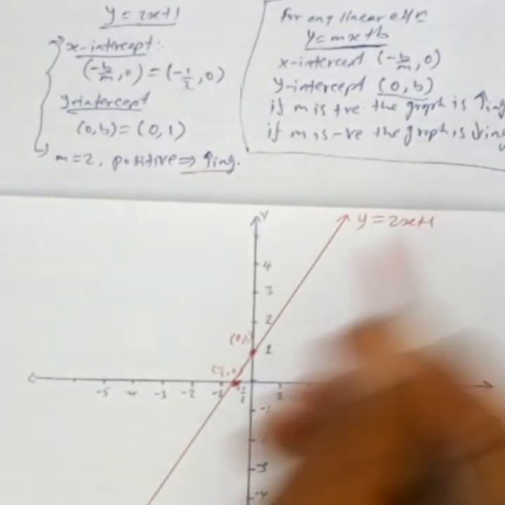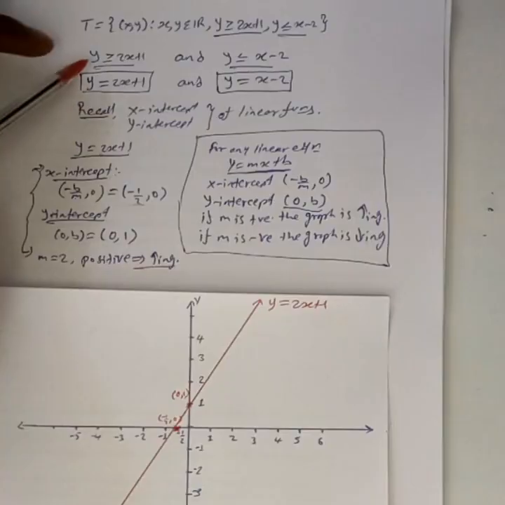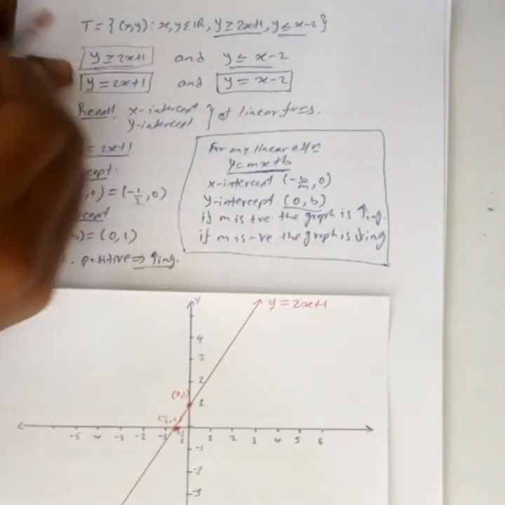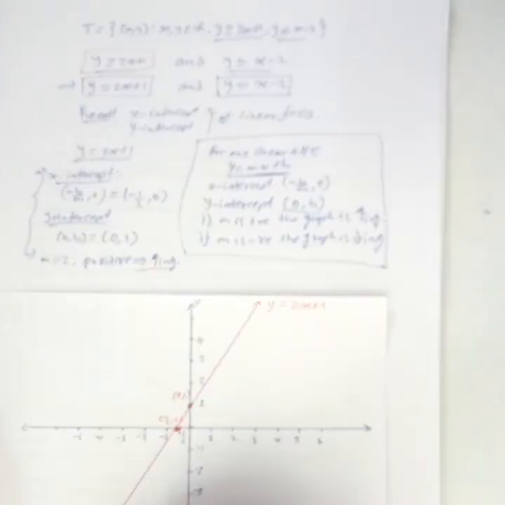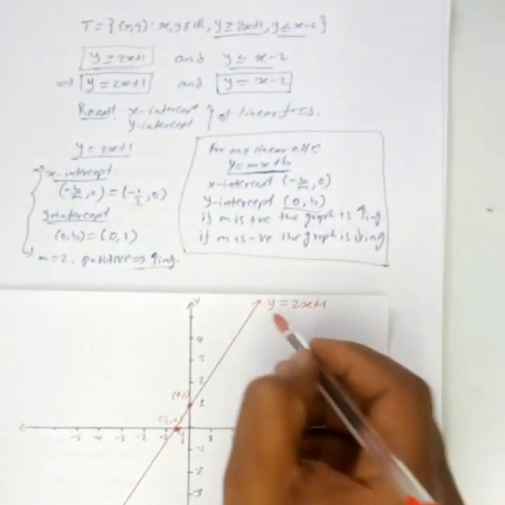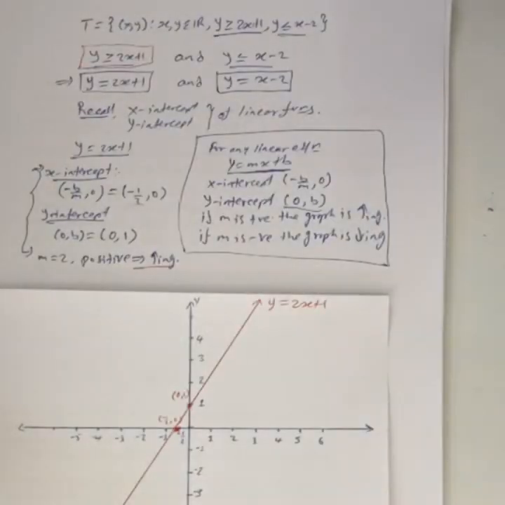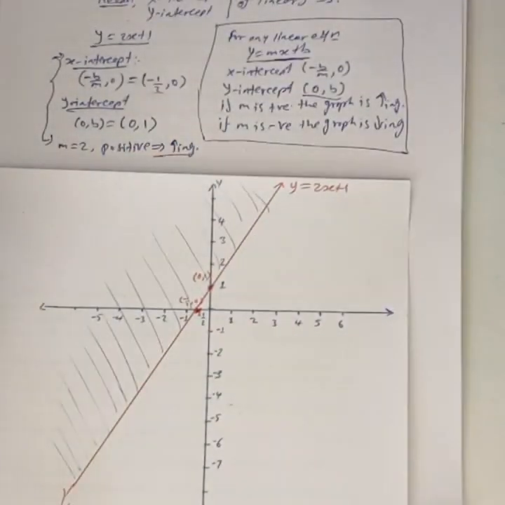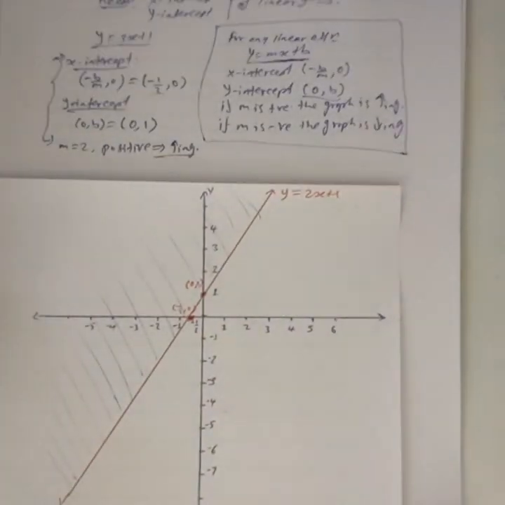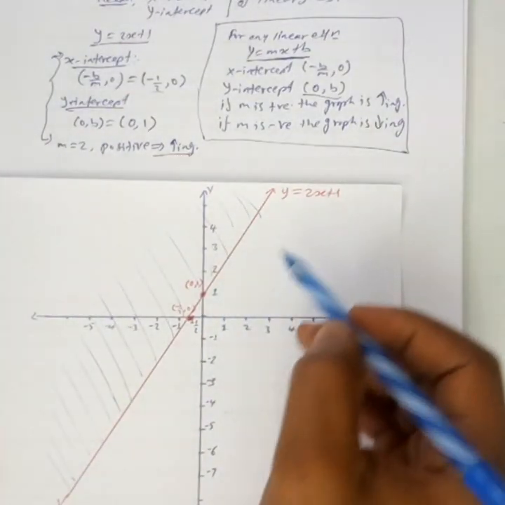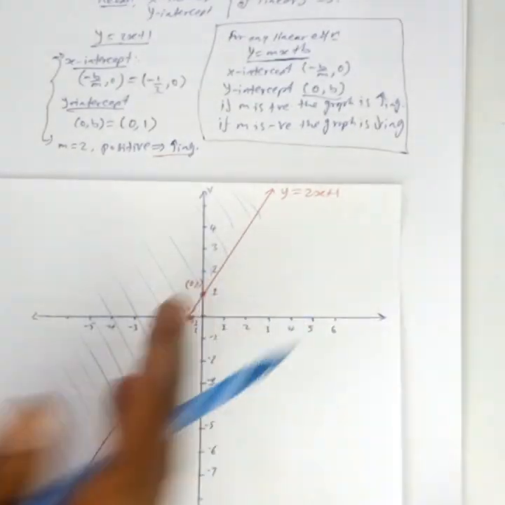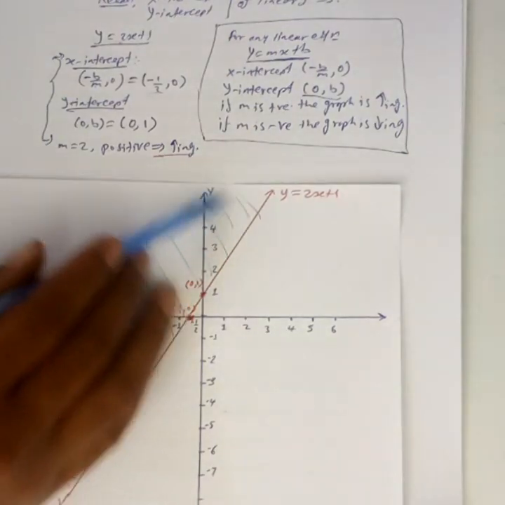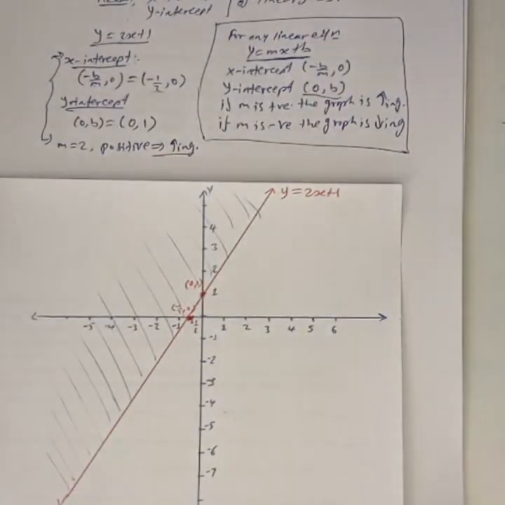But our relation is the inequality form y greater or equals to 2x plus 1. This is to mean we have to shade above the line y is equals to 2x plus 1 as follows. Now we already obtained the region where y is greater or equals to 2x plus 1. The blue shaded region indicates the region where y is greater or equals to 2x plus 1.